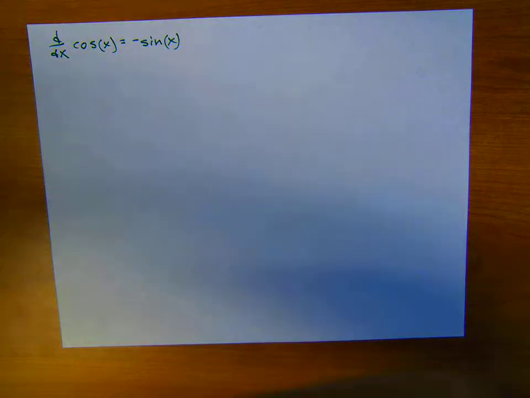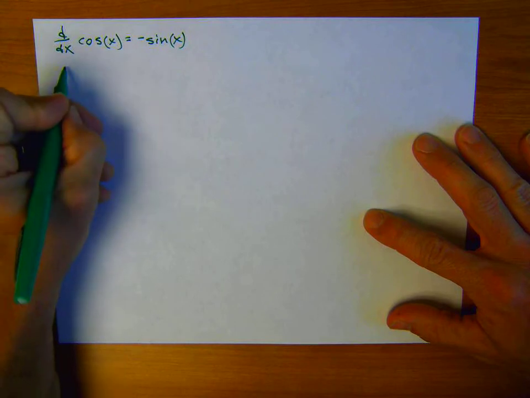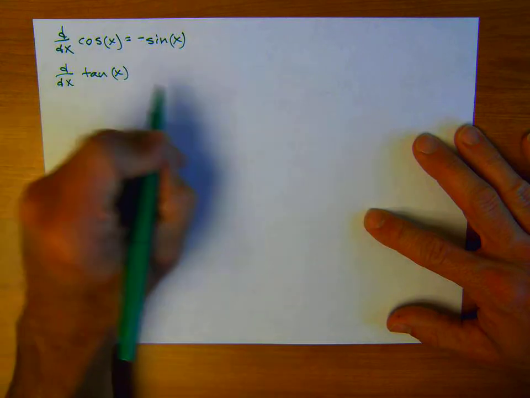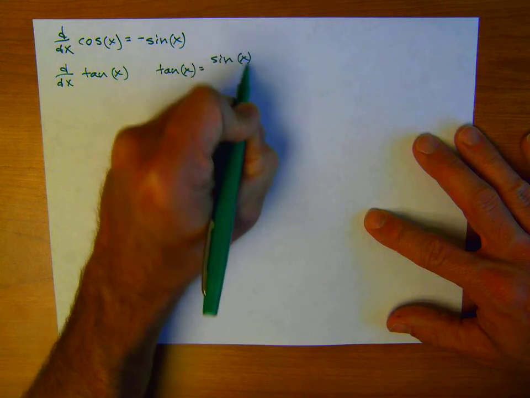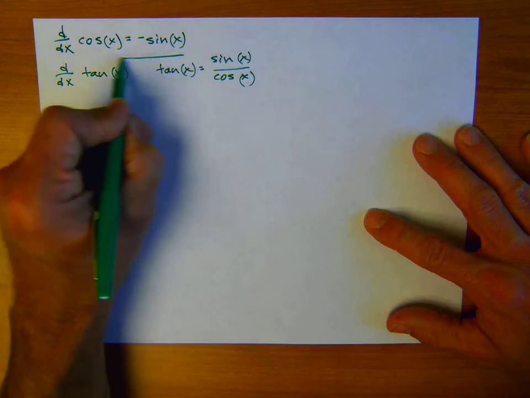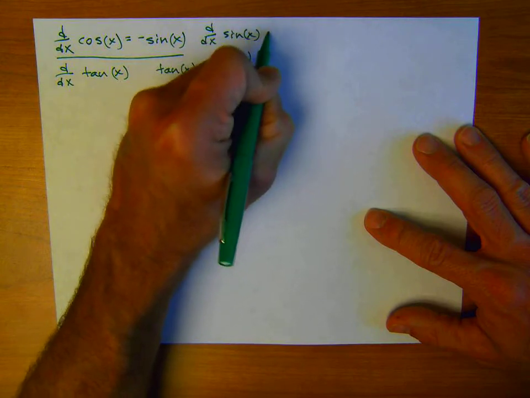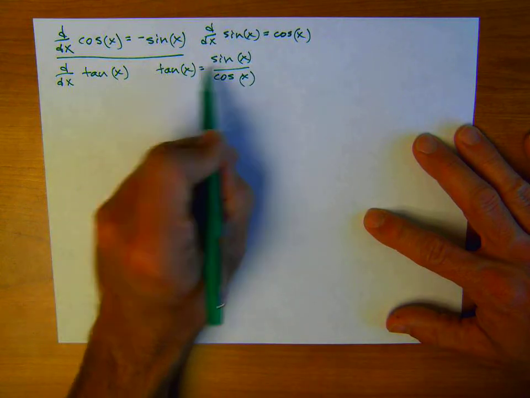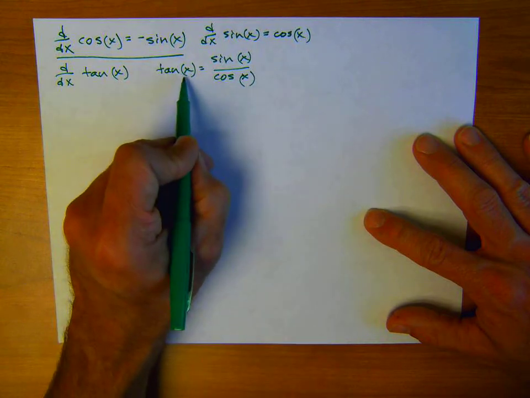Sorry, a little bit more paper here. I'm down to my last page. Okay, but let's take a look at the derivative with respect to x of tangent. Well, tangent can be rewritten as sine over cosine. Just by way of a reminder, we know the derivative of cosine is negative sine, and we just derived that the derivative of sine is cosine. So if we use this identity, that tangent is sine over cosine, then we should be able to use the quotient rule in order to derive the derivative of tangent.